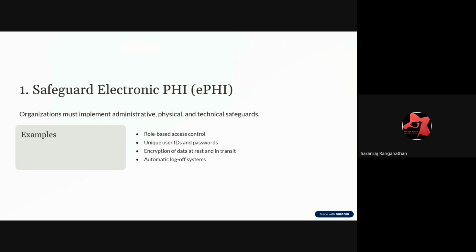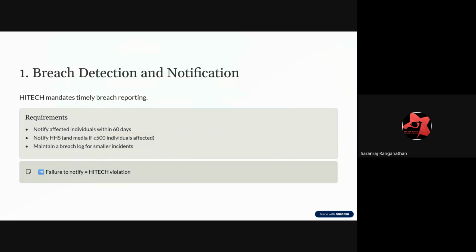So we have to provide access control, unique ID and password, encryption of data, and automatic log off. These are very mandatory for safeguarding electronic PHI. Then breach detection and notification. If you remember, same point here again. When more than 500 individuals are affected, that needs to be informed to the Department of Health and Human Services. We need to maintain a log for that and notify affected individuals within 60 days.